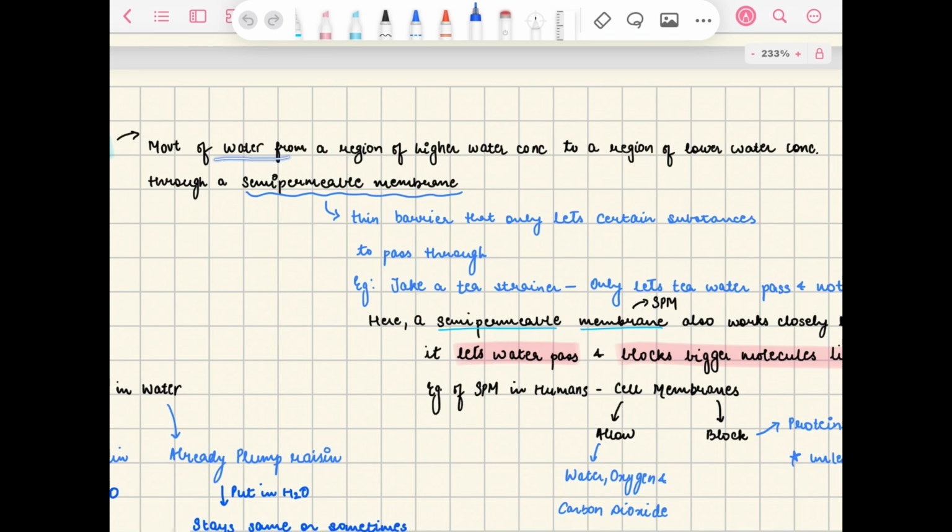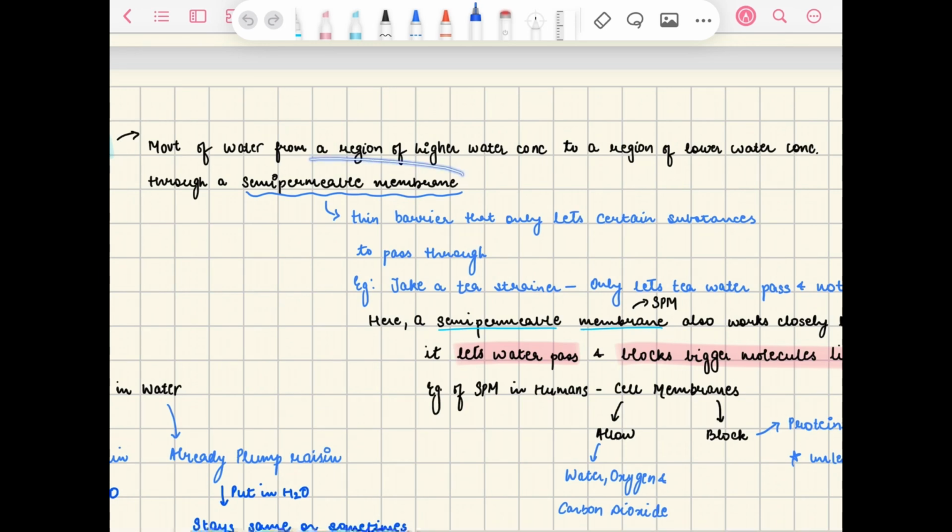Osmosis is the movement of water from a region of high water concentration to a region of low water concentration through a semi-permeable membrane. Now, why do we need to learn about osmosis, right? Osmosis is how cells absorb or lose water naturally.